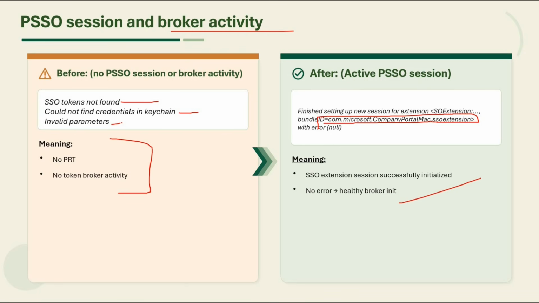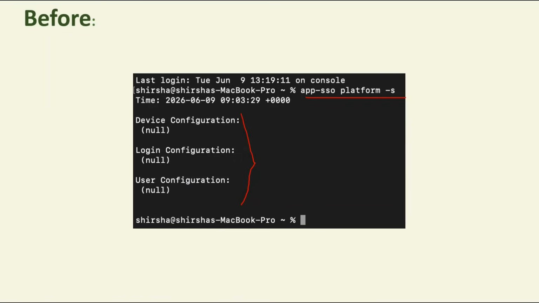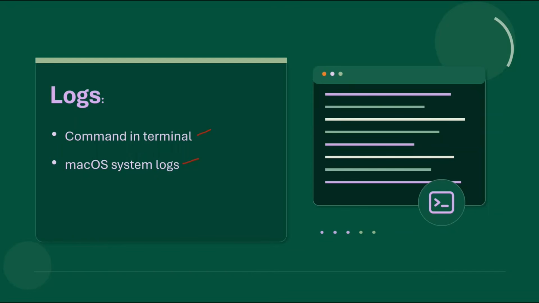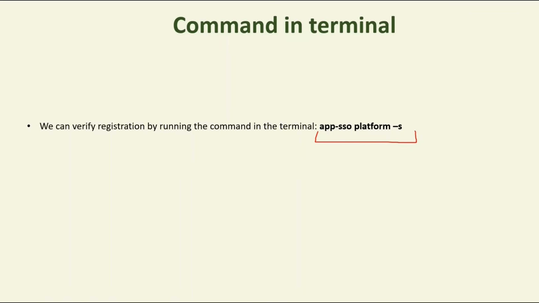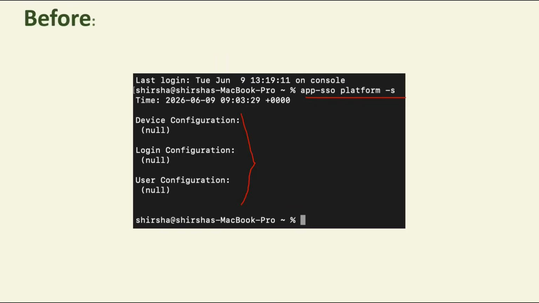Again, I just wanted to give you a sneak peek of the 2 logs that are important, or the 2 places where we can see the logs. As I said, one is the command that we can run in the terminal, which was app-sso-platform-s.